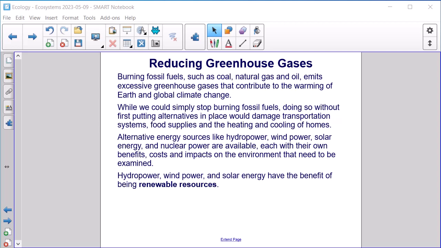Hydropower, wind power, and solar energy have the benefit of being renewable resources.